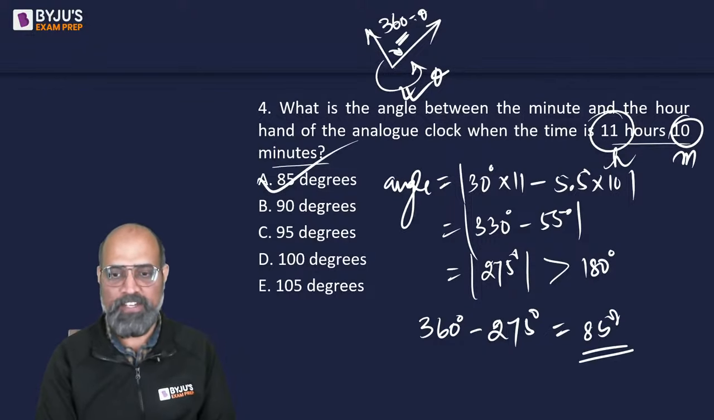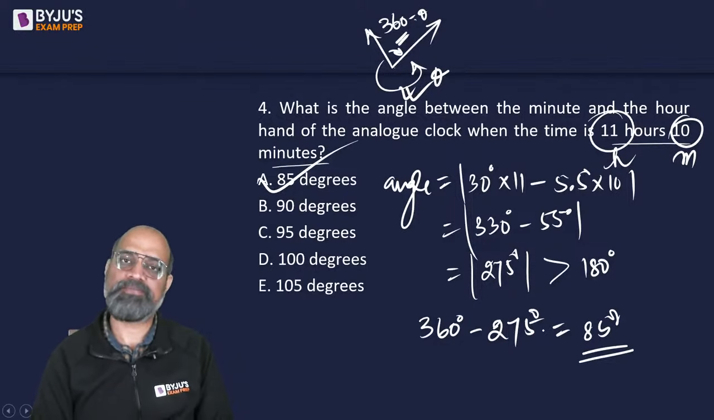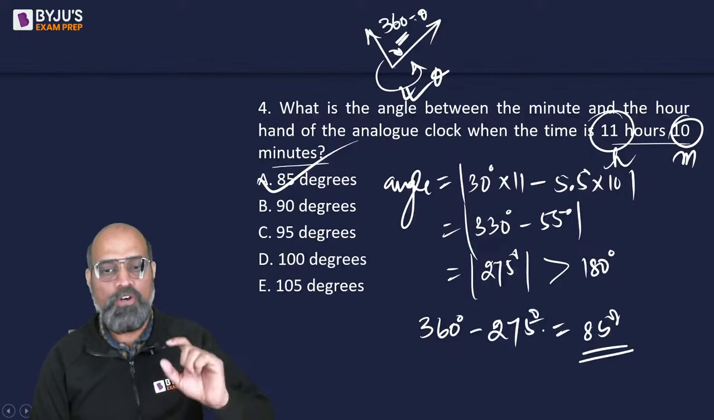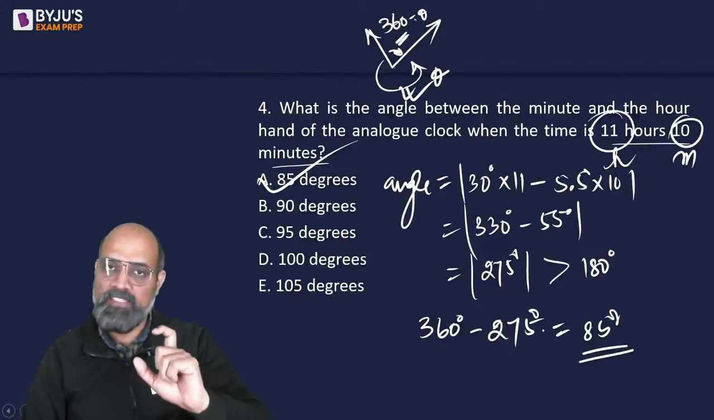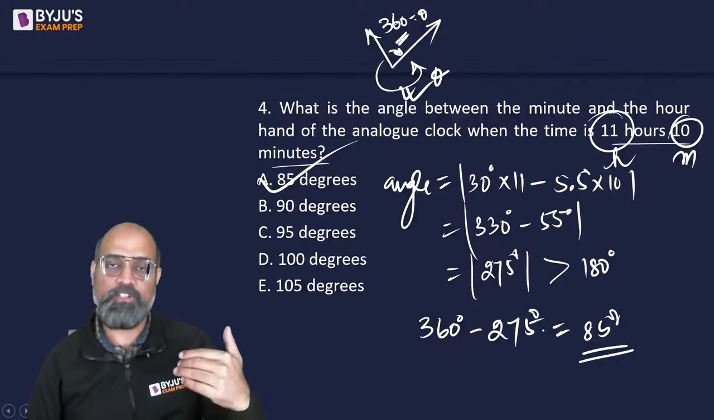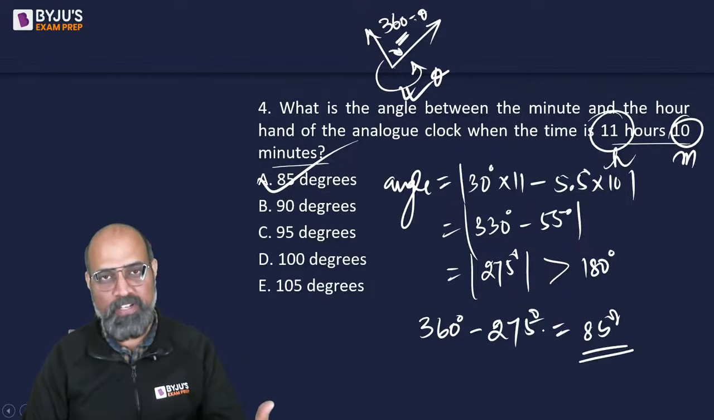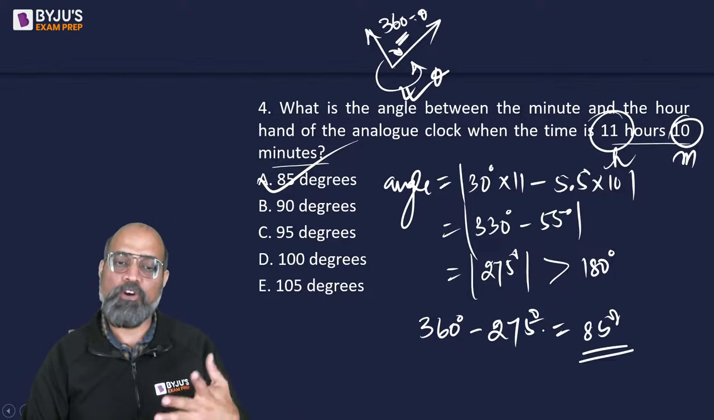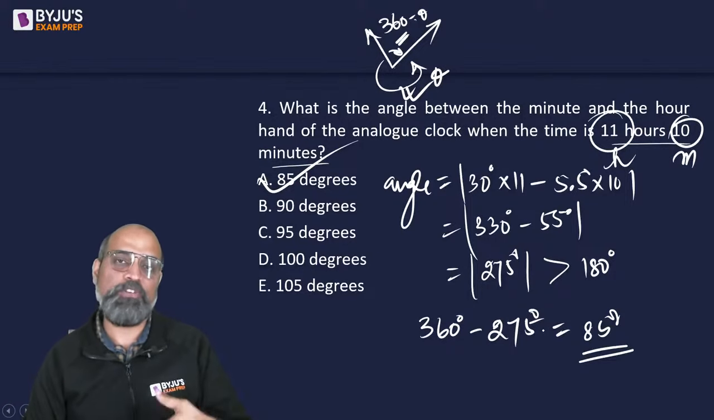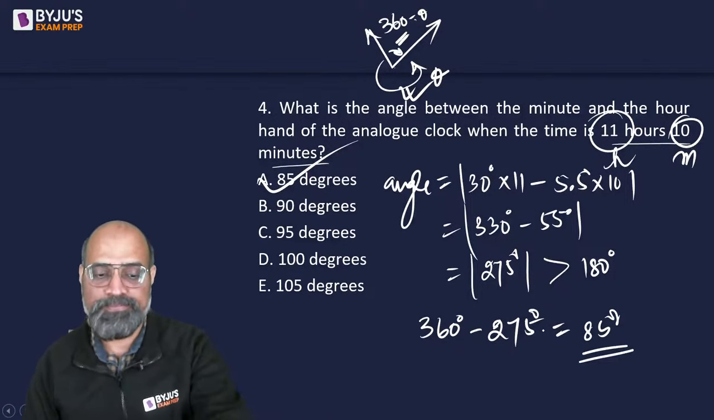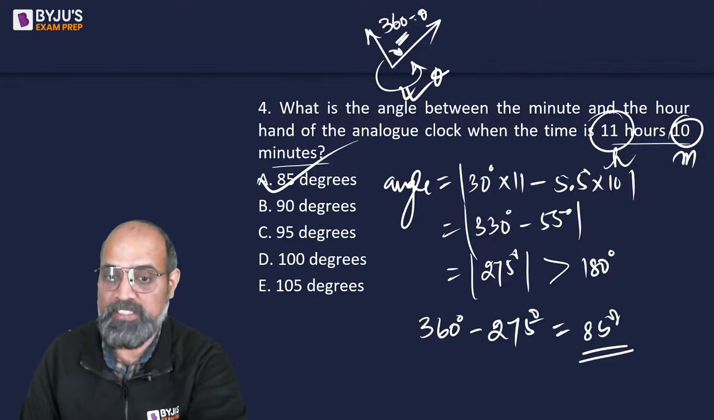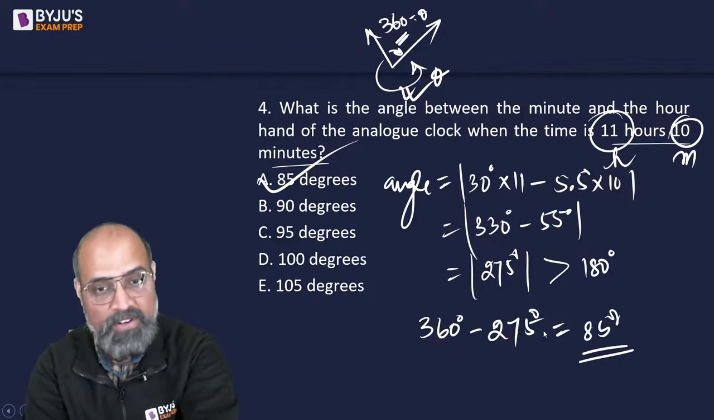So 85 is our answer, right? So since we got the final answer, the angle which is more than 180 degrees, right? Not obtuse actually, this is more than 180; obtuse is between 90 and 180. We have got an angle which is more than 180, so that's why we are trying to find out the smaller angle. For that, we'll have to subtract it from 360, right?